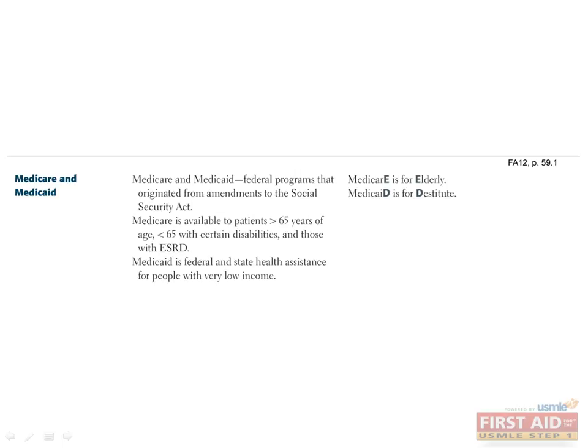Medicare and Medicaid are federal programs that originated from amendments to the Social Security Act. Medicare is available to patients over 65 years of age and to patients less than 65 years of age with certain disabilities and those with end-stage renal disease. There are 4 parts to Medicare. Medicare Part A covers inpatient care in the hospital, skilled nursing, hospice, and home health care. Medicare Part B covers outpatient care, doctor services, physical and occupational therapy. Medicare Part C covers a combination of Part A and B. Finally, Medicare Part D covers standalone prescription drug coverage.